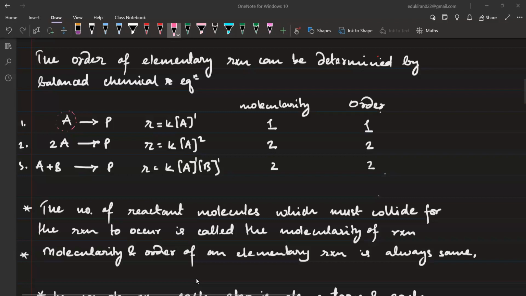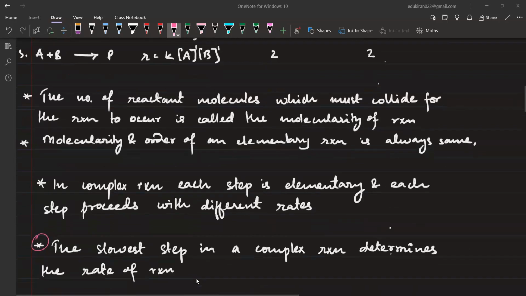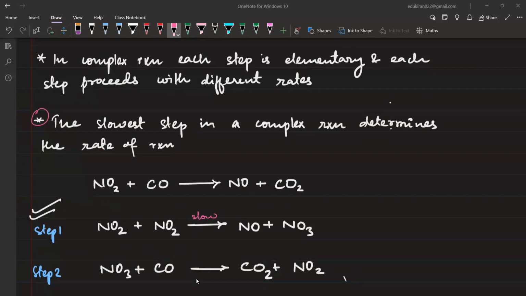Here we have written the definition that the number of reactant molecules which must collide for the reaction to occur is called the molecularity of the reaction. Molecularity and order of an elementary reaction is always the same. Now, what happens in a complex reaction? In a complex reaction, each step is elementary.